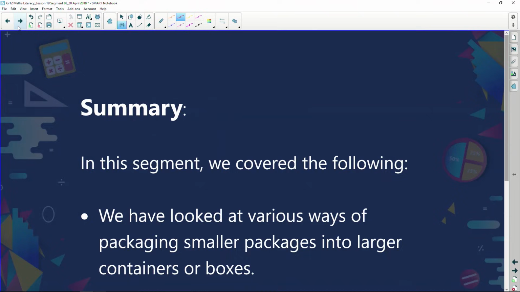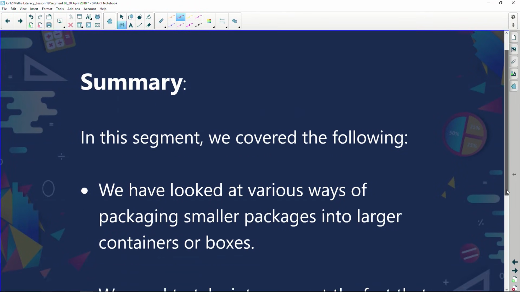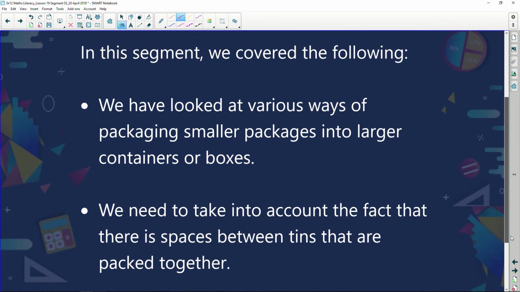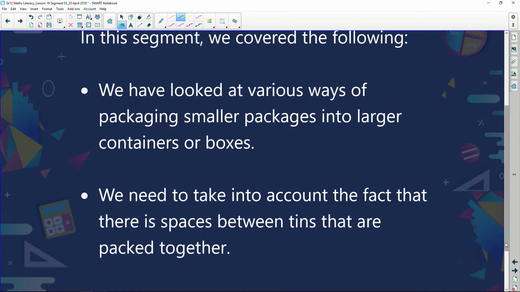Summary. In this segment, we've covered the following. We've looked at various ways of packaging smaller boxes into containers or boxes. We need to take into account the fact that there are spaces between tins when things are packed together.